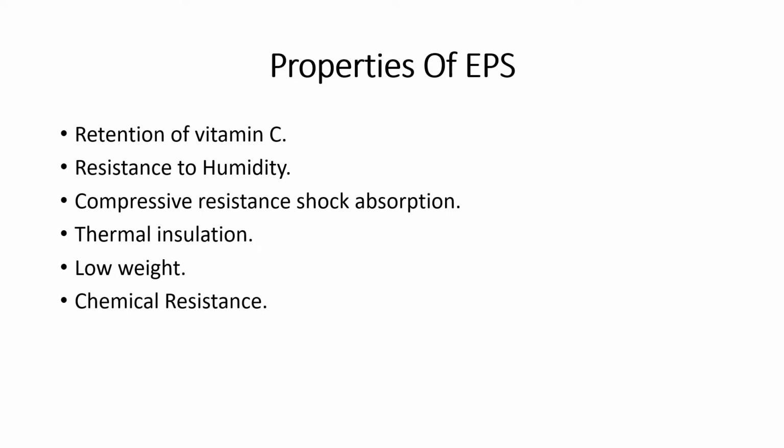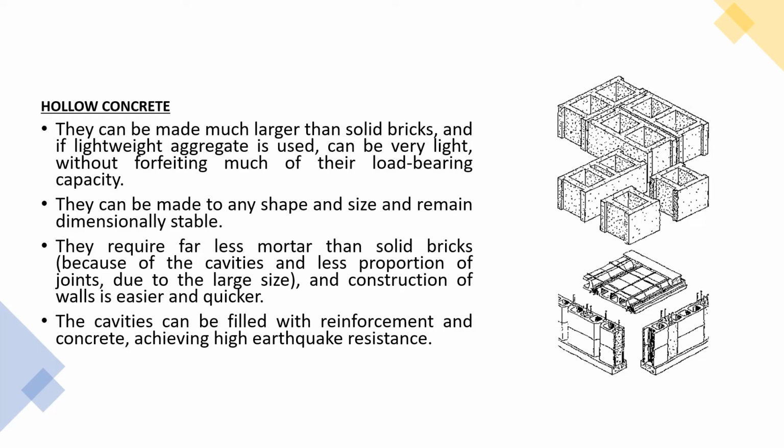Properties of EPS: resistance to humidity, compressive resistance, shock absorption, thermal insulation, low weight and chemical resistance. Hollow concrete. In amphibious house, we use hollow concrete because it can be made much larger than solid brick, and if lightweight aggregate is used it can be very light without sacrificing much of its load bearing capacity. They can be made to any shape and size and remain dimensionally stable.